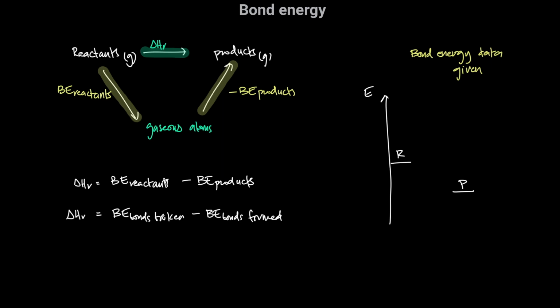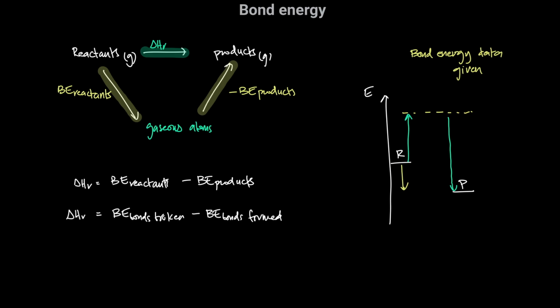What we can say is that initially when we talk about this reaction taking place, we're breaking the bonds in the reactants. So that will be the bond energies of the reactants, and then we're forming bonds in the products. And for exothermic reactions, the bond energy of the products is greater than the bond energy of the reactants. In other words, more energy is released when bonds form in the products than the energy that was needed to break the bonds in the reactants.